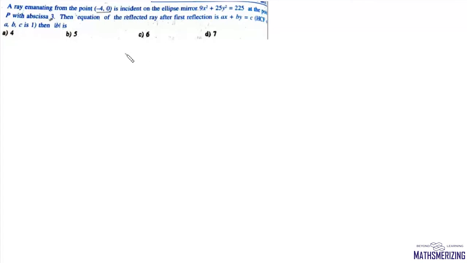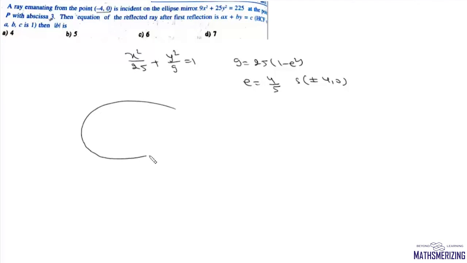So we can write this equation as x square upon 25 plus y square upon 9 equals 1. We'll find its eccentricity. B square equals A square into (1 minus E square). So the value of E will be simply 4 by 5. The foci of this ellipse will be plus minus AE, 0, so it is plus minus 4, 0. So this ray actually passes through one of the foci of this ellipse, which is at (-4, 0).